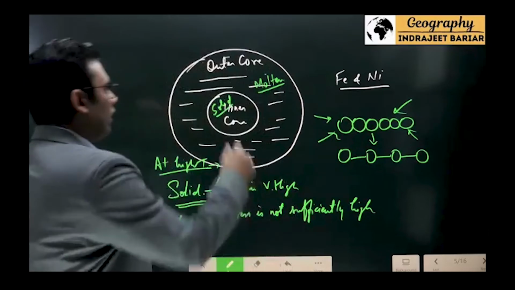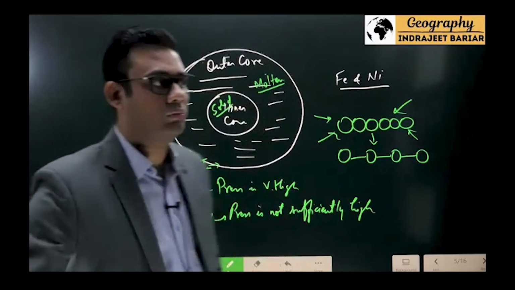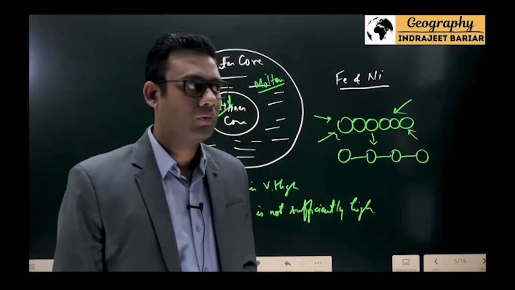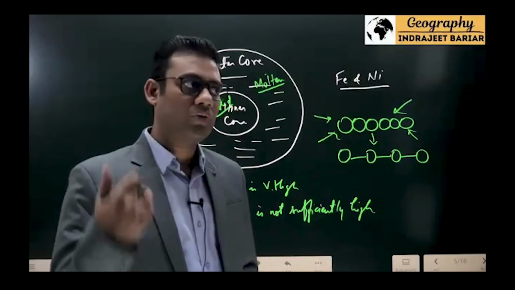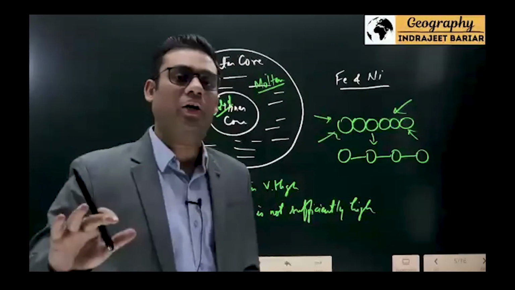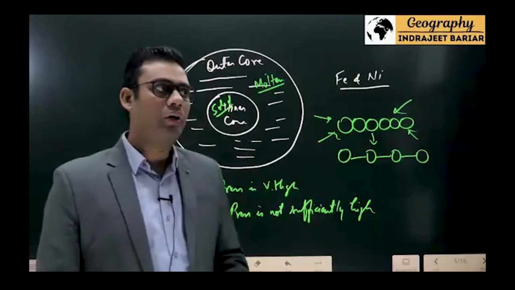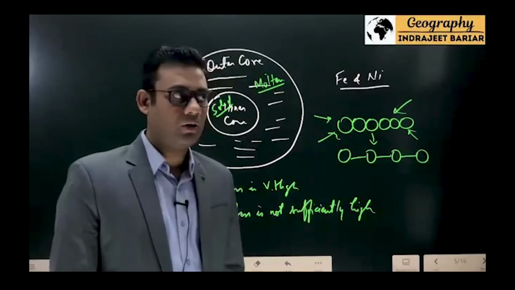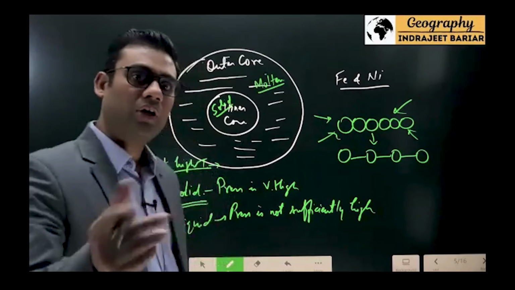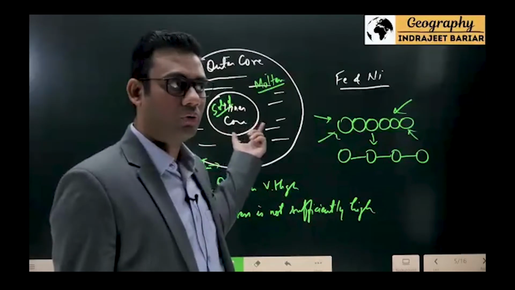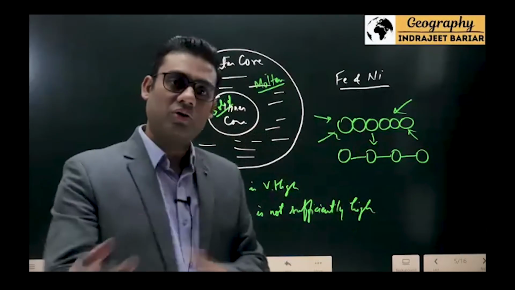So over here, if I ask you why the outer core is in liquid form? Because pressure is not sufficiently high. Temperature is very high, but pressure is not sufficiently high to keep it in solid form. But if I say the inner core is solid, iska matlab pressure is very high and pressure is not allowing it to melt, although temperature बहुत high है inner core में. Still it does not melt.